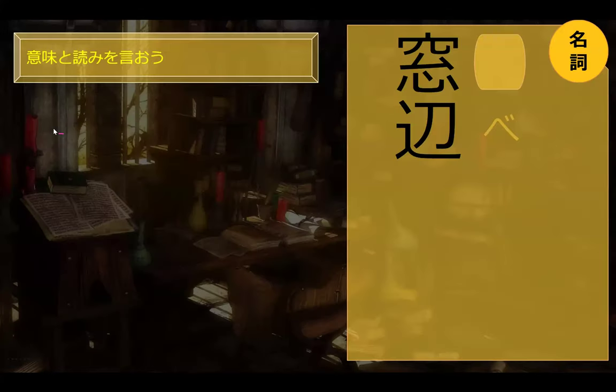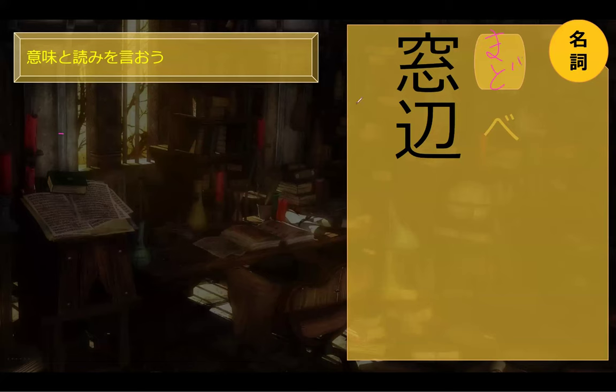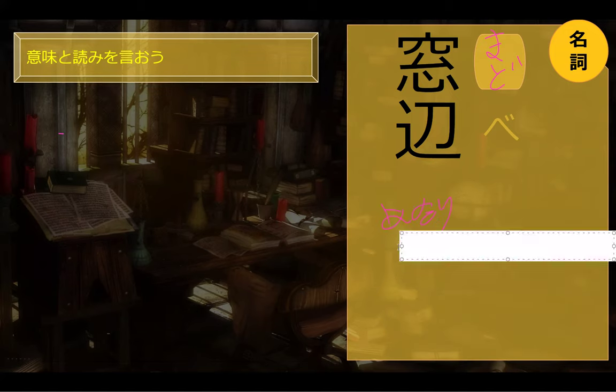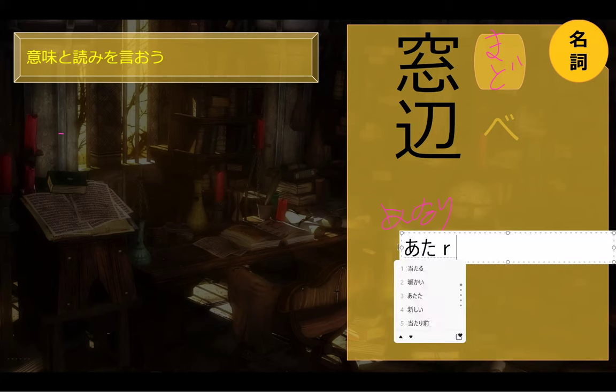Can you read this word for me? Somehow it looked like mado, as in window. Mado, you're right. But this character here looks like a katana, and it does look like a katana. Maybe you've heard of chikara. Atari? Yeah, atari, like that.